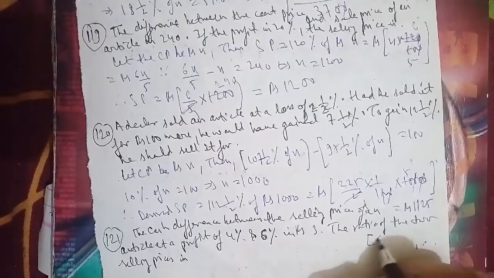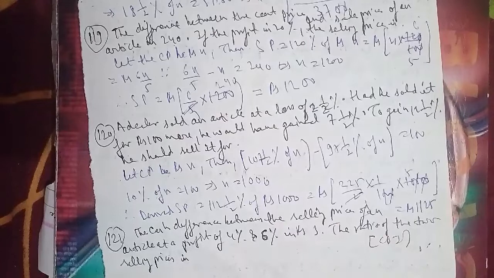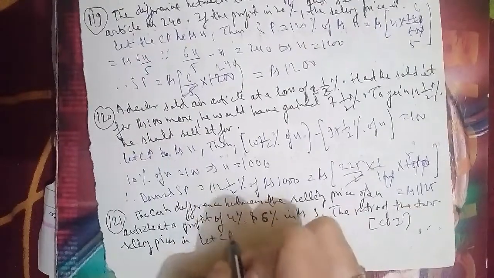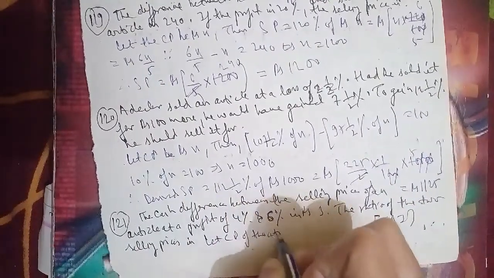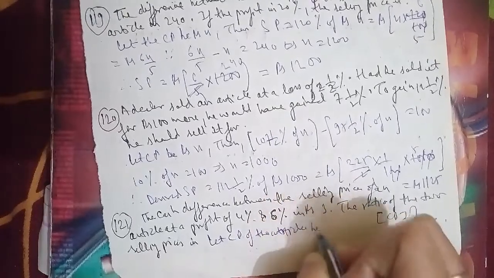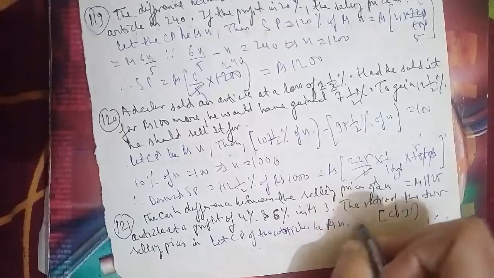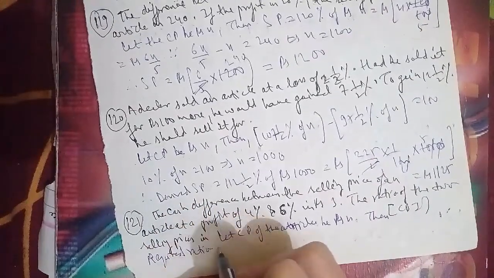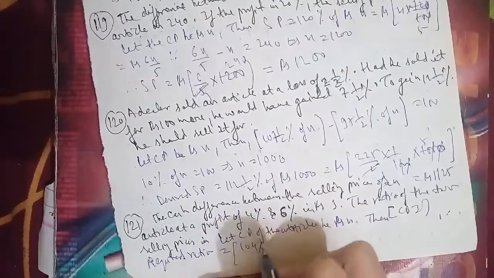Let the CP of the article, let the cost price of the article be rupees X. Then required ratio equals 104% of X upon 106% of X. 104 upon 106 equals 52 upon 53, which equals 52 ratio 53, that we have as an answer.